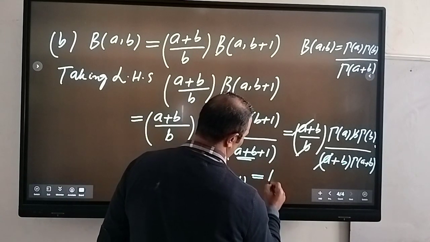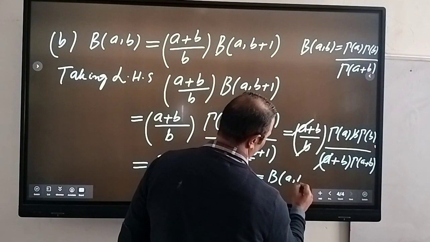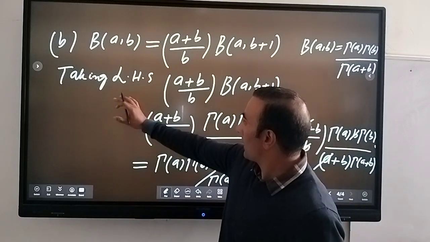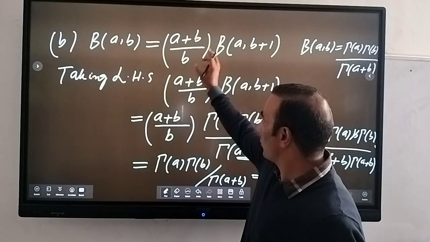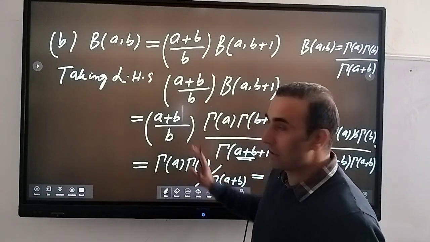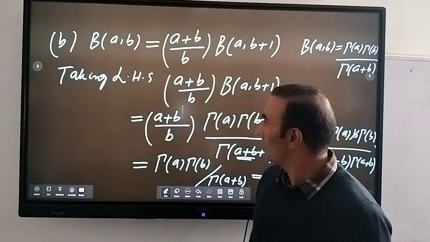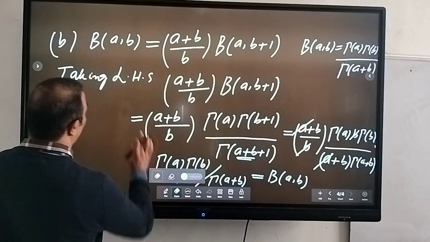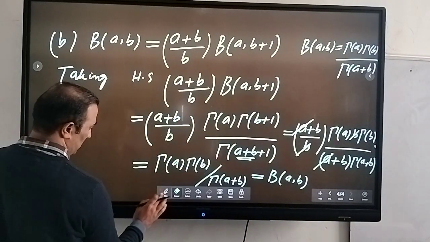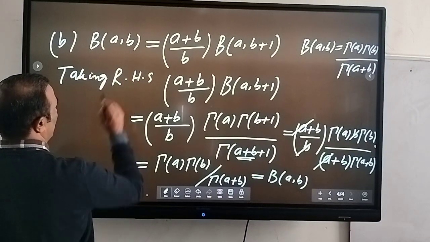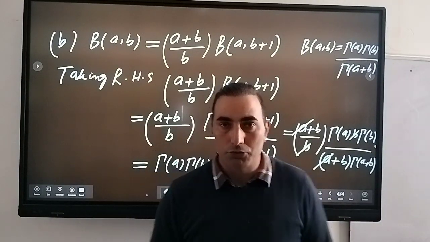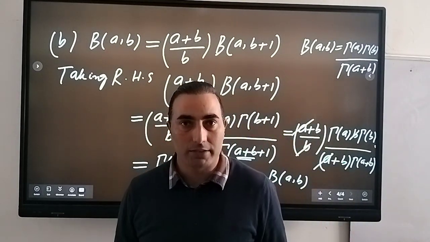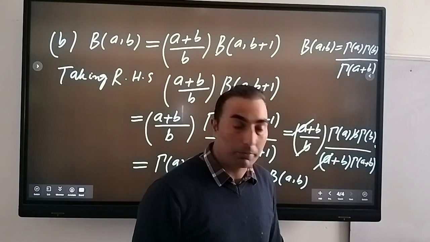So this was our left hand side, right? Because I take the left hand side, we solve it, and it comes out to be equal to beta of a b. Sorry, I take the right hand side. So this is equal to that right hand side. So we prove that the right hand side is equal to the left hand side, because beta of a b is our left hand side. So this was another identity for the beta function.